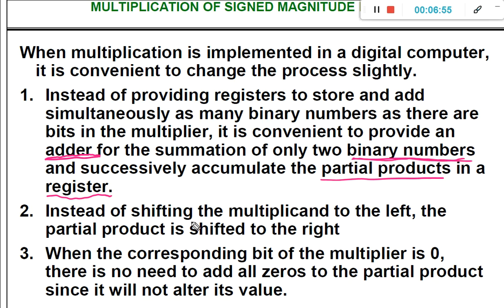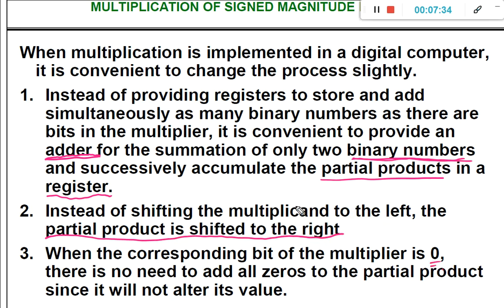Step number 2, instead of shifting the multiplicand to the left, so in the previous example the multiplicand needed to be shifted left before actually adding the content. However, instead of shifting left, the partial product is shifted to the right. In step number 2, the partial product is shifted to the right rather than shifting the multiplicand to the left. And step number 3 is when the corresponding bit of the multiplier is 0.